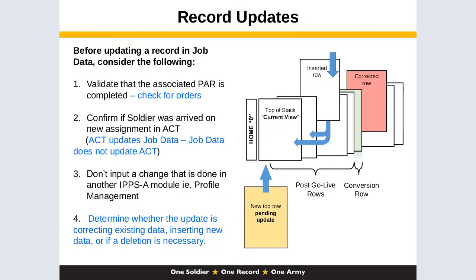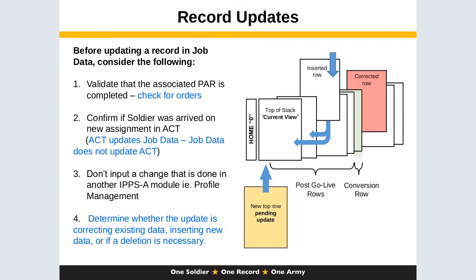To avoid making erroneous manual changes to job data, you should always validate that there is no better means of making that correction. So I point you to the blue text that's to the left. So 1, check for orders. If the change is something that could be inputted automatically through, let's say, the use of a PAR or a board roster, for example, make sure that PAR was approved and the orders was generated before making an update to job data.